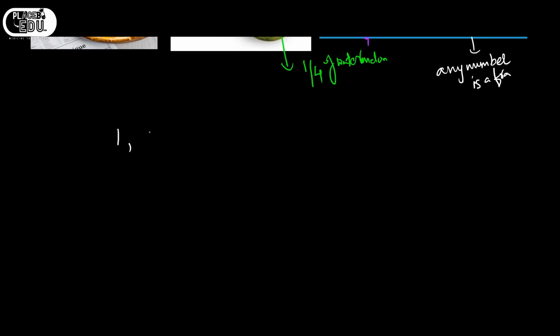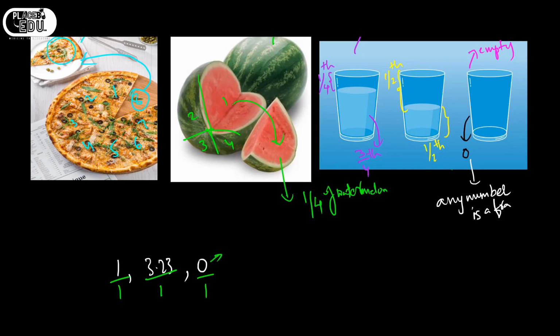Consider 1, 3.23, 0. Are these fractions? Yes, these are fractions, since we can write them as 1 by 1, 3.23 by 1 and 0 by 1. So any number can be written as a fraction, and so 0 is also a fraction. We can represent this as 0 by 1. Understood? This is the practical representation of fractions.